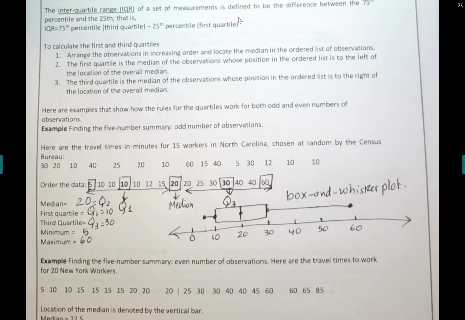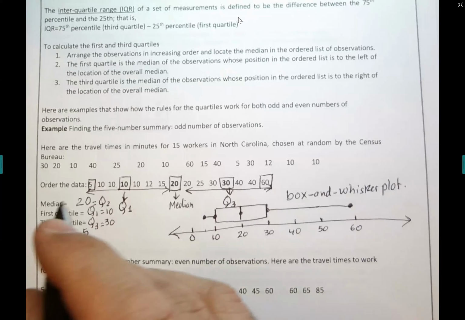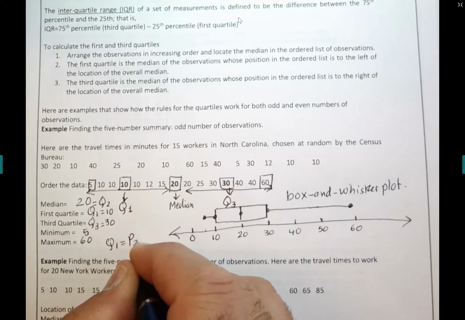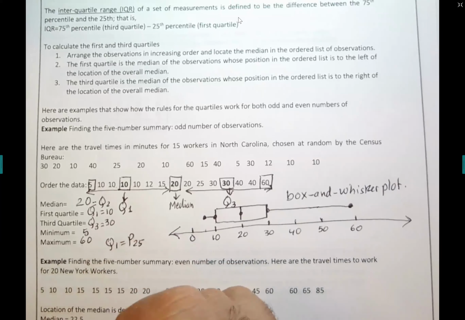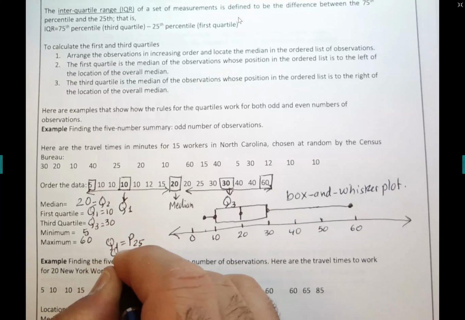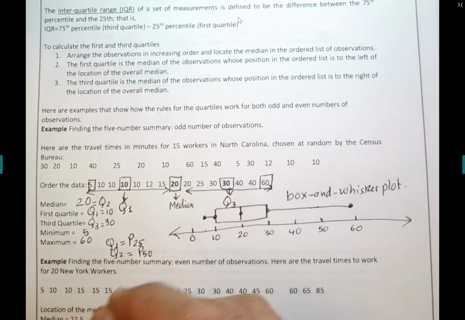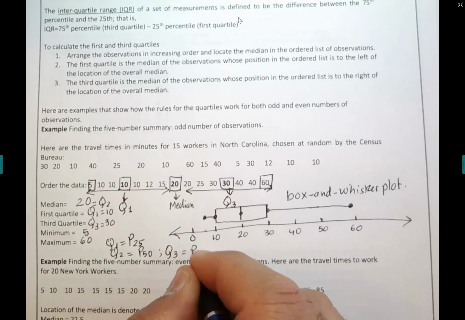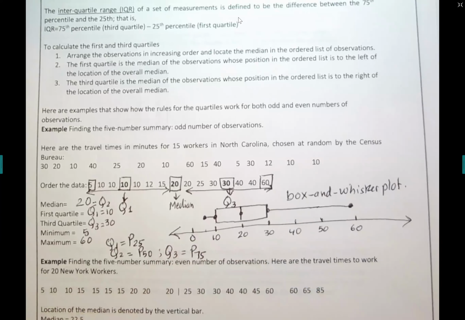The first quartile, guys, is the 25th percentile because it's a first quarter, 25 cents, 25%. So the first quartile, Q1, is called the P25. P25 means 25th percentile. P stands for percentile. The second quartile, which is the median, is the P50. And I'm sure you can guess what Q3 is going to be. It's the P75, the 75th percentile.